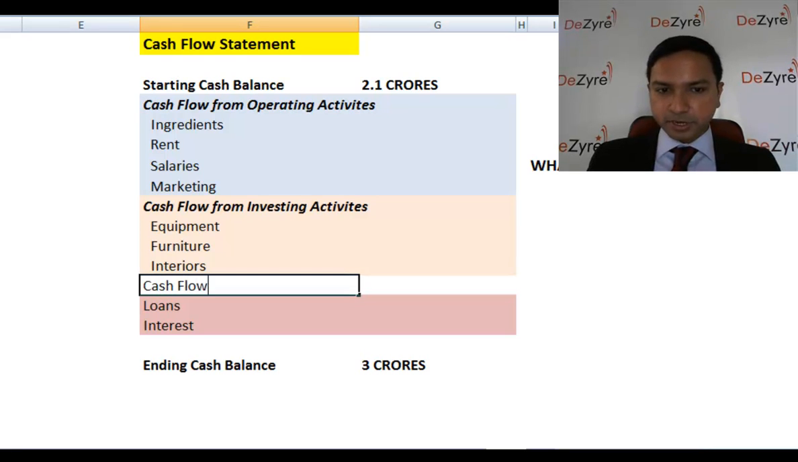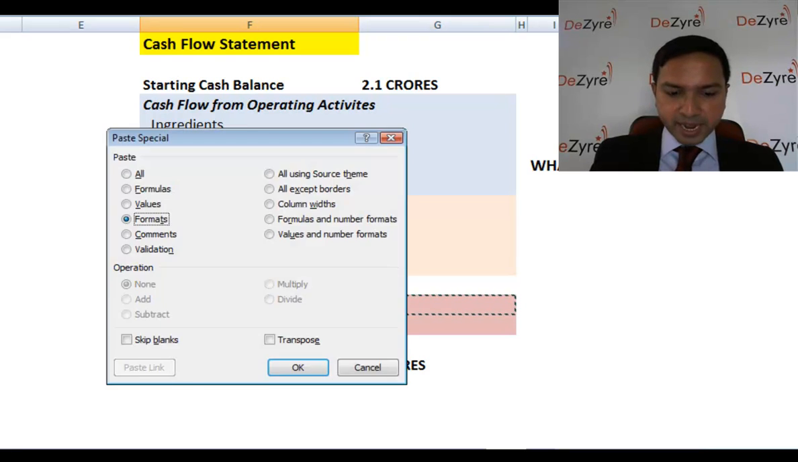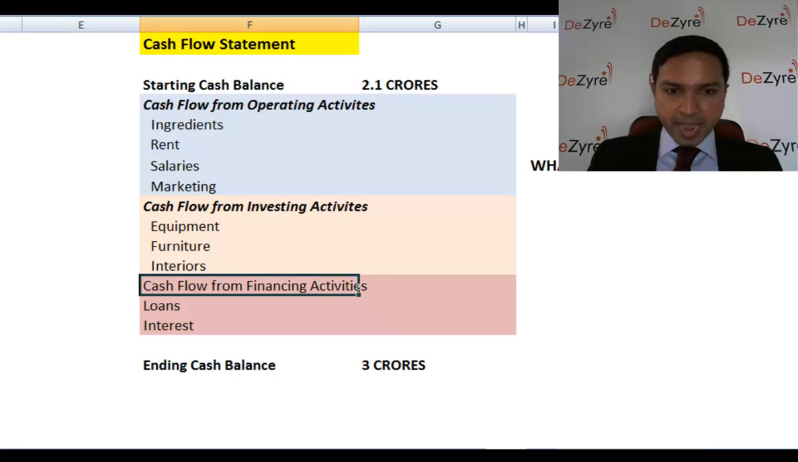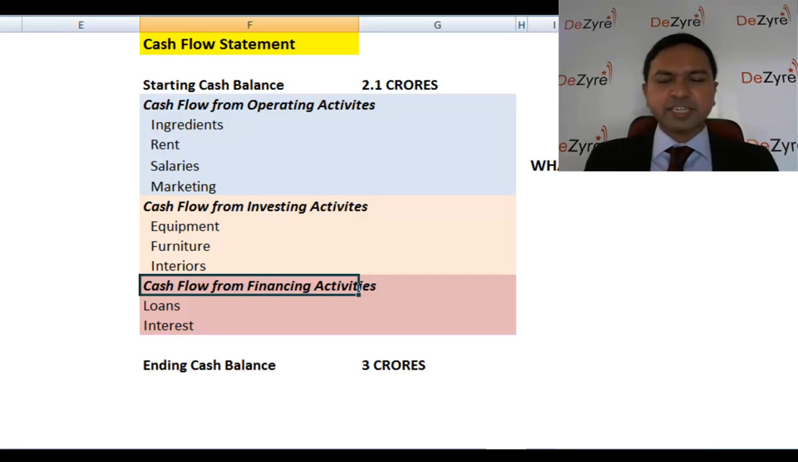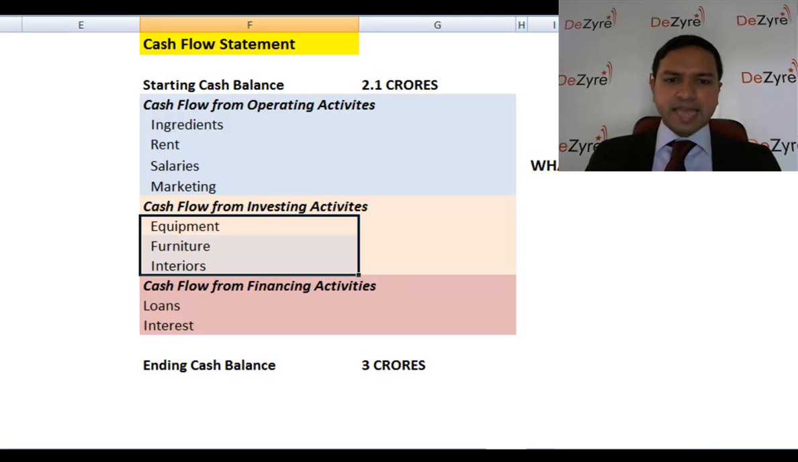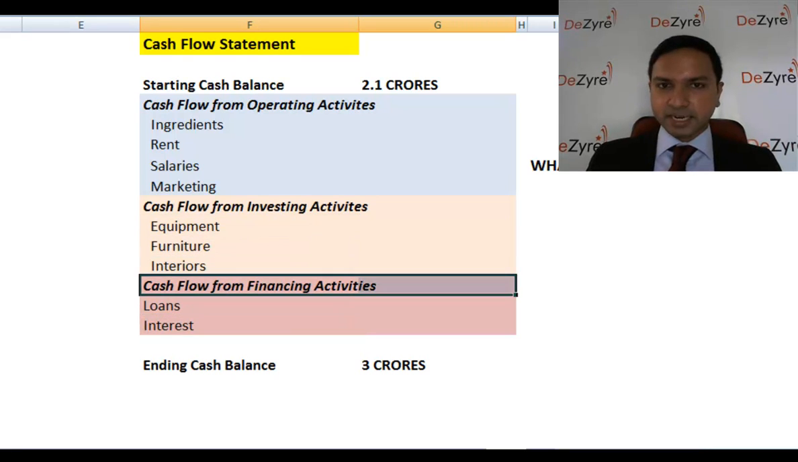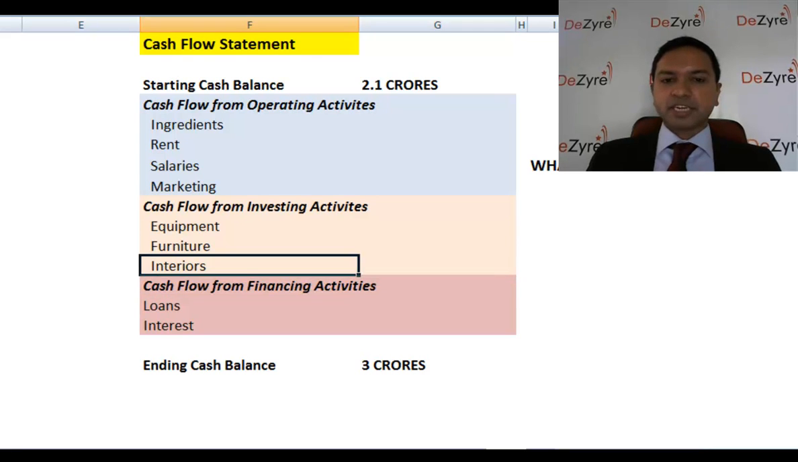And finally you see here, this is called cash flow from financing activities. All right. So essentially, taking a loan, issuing shares, issuing dividends, things like that, which don't have anything to do with the operations of the company, nor anything to do with investing in the company, but basically funding the company. So that's why it's called financing the company.